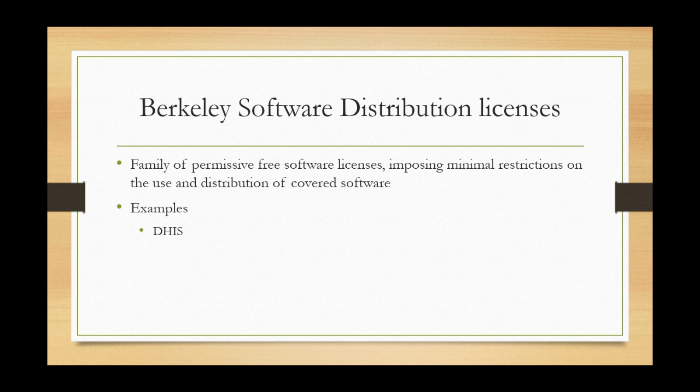That means these permissive licenses impose minimal restrictions on the use, on the distribution, and even redistribution of the softwares or the modified softwares. We have a number of examples of open source software that use BSD licenses, but in health, the most common is DHIS2, District Health Information System 2.